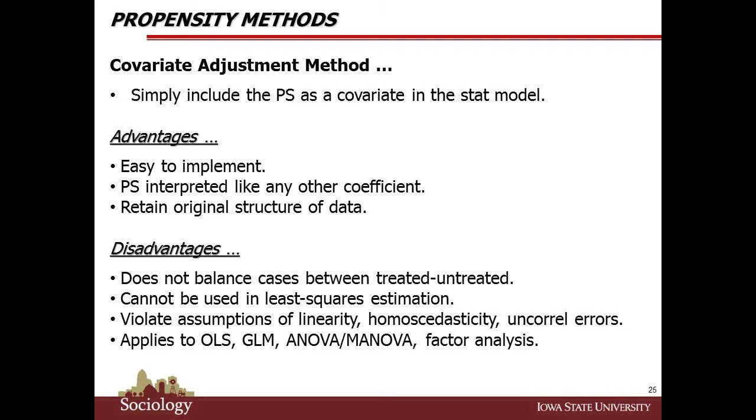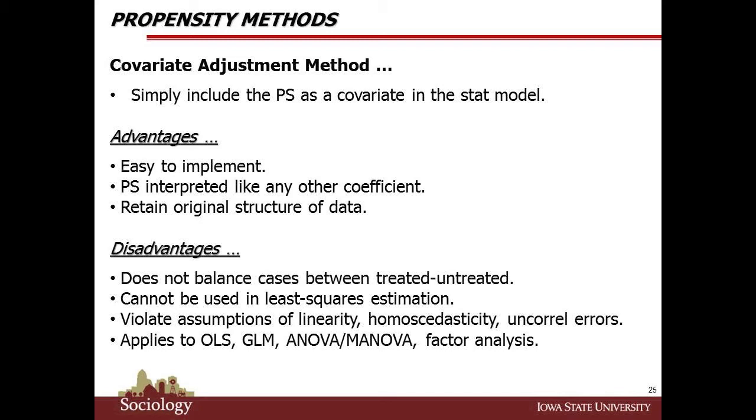It maintains the same structure of the data in terms of number of cases and the recidivism rate and the percentage that actually completed a treatment. But the covariate method has a couple major disadvantages. The major disadvantage is that it can't be used in a lot of common statistical techniques that use least squares estimators because it violates some of the assumptions of the least squares model.